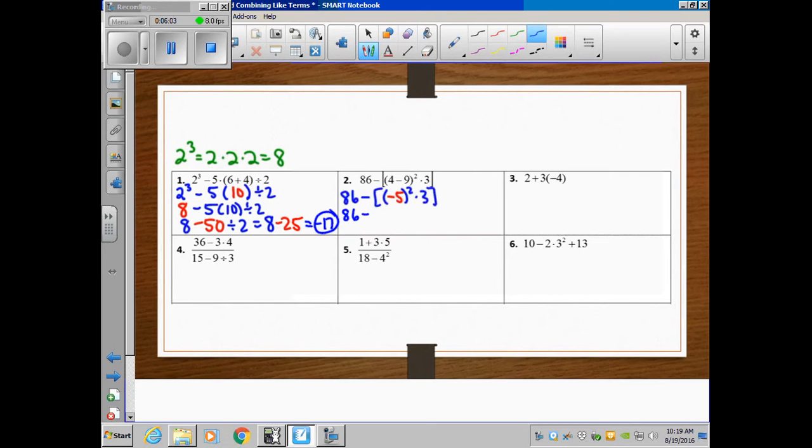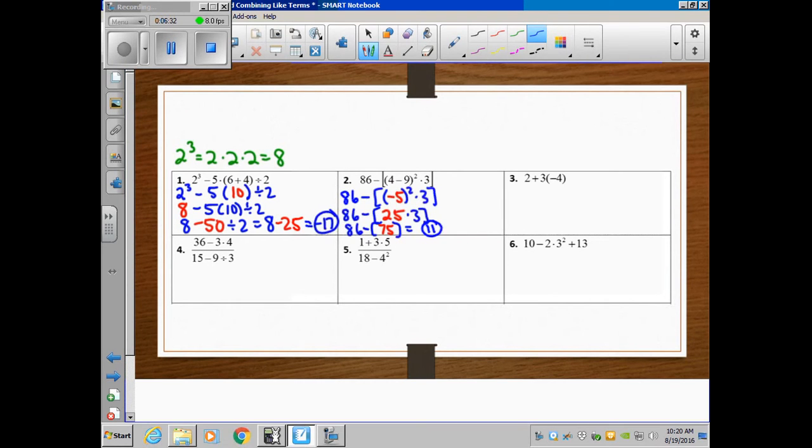86 minus. There's an exponent there, so I need to do that first. So negative 5 times negative 5 is a positive 25 times 3. All right, I still have to work inside those brackets, so I have 86 minus 25 times 3 is 75. And 86 minus 75 is 11.